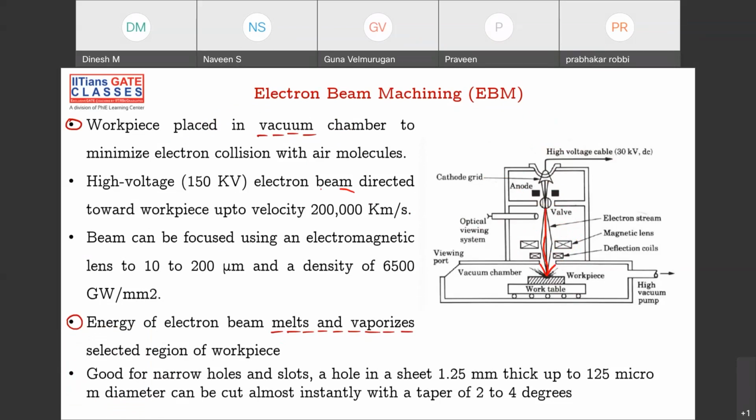What is the velocity? 2 lakh kilometers per second. See the speed, how fast it is traveling: 2 lakh kilometers in 1 second. The electron beam achieves that kind of speed. And if you want to maintain that speed in an ambient space, it's not possible, because there are other electrons which will obstruct the speed of this electron beam.